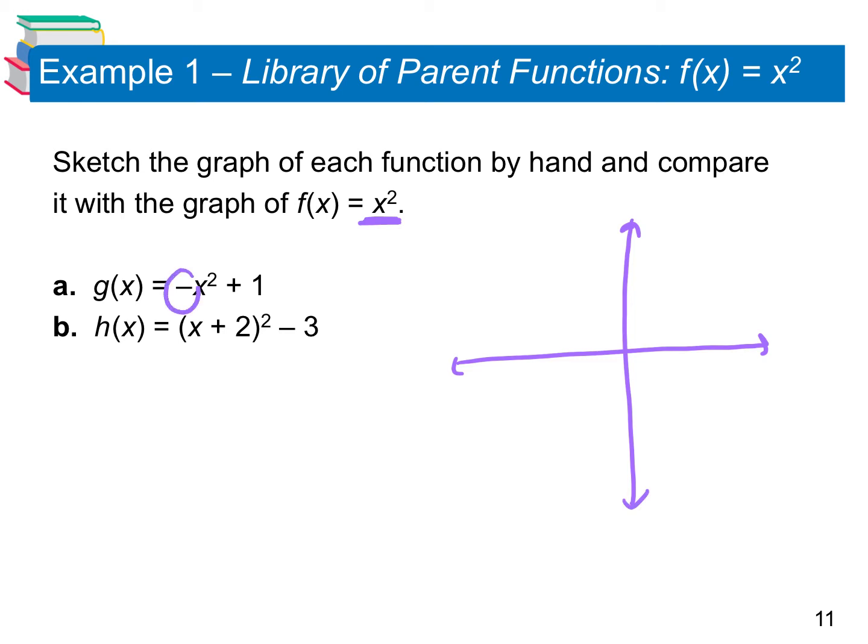What do you think this negative does to our graph? It makes it face downward. It flips it down, so it reflects it downwards. And then what do you think the +1 does to our graph? It shifts it up 1. Instead of our basic parabola starting here, that's our x squared. For g of x in A, it reflects, so it goes down, but it also shifts up 1. So it would start here and just reflect down.